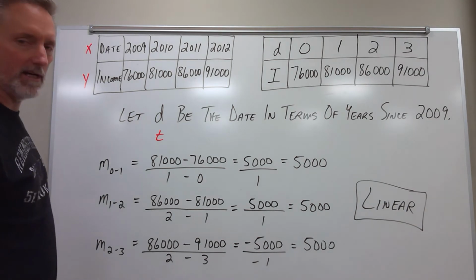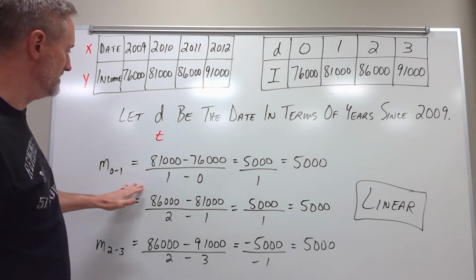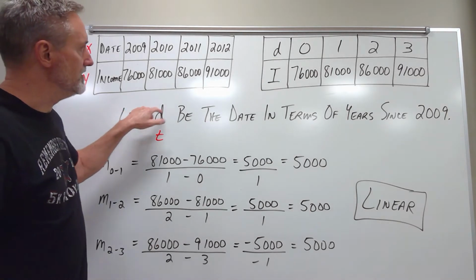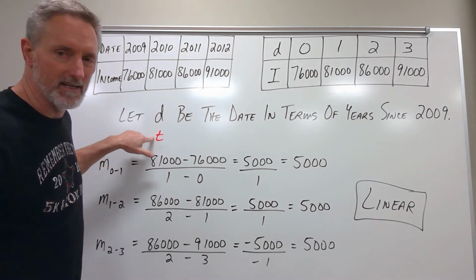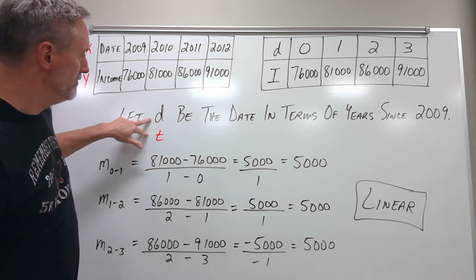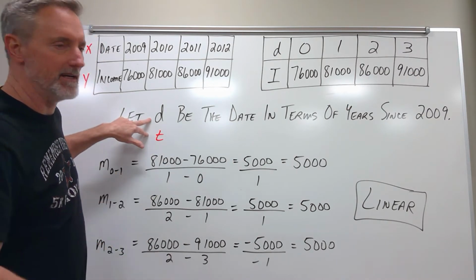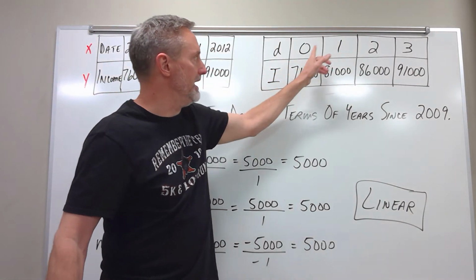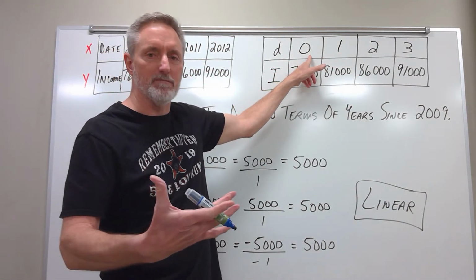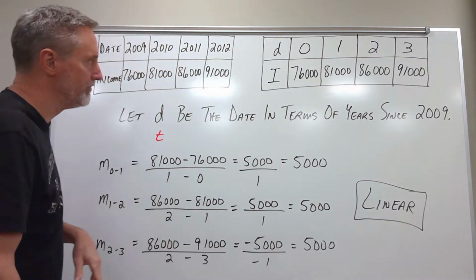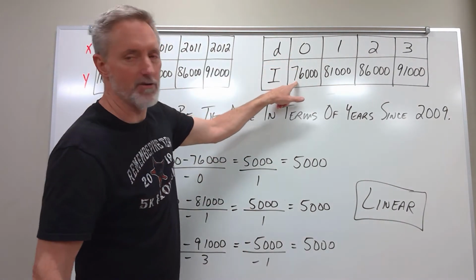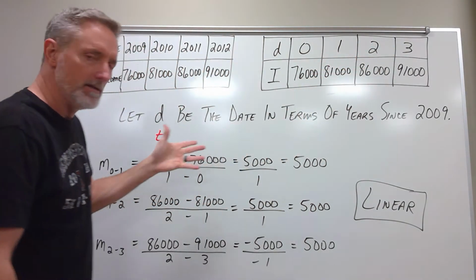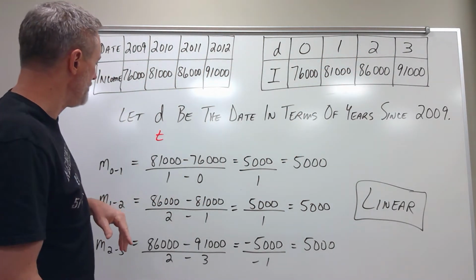All right? You check the slope the same way. Sometimes they'll call it D for date, or sometimes they'll say T for time. All right? But it all means the same thing. They're basically just saying, don't use the years. Use how many years have passed since we started this experiment or this measurement or whatever. This is when we started measuring, and this is 1 year later, 2 years later, 3 years later. All right? So don't let them trick you when they try that.